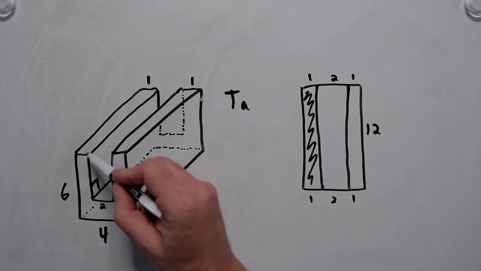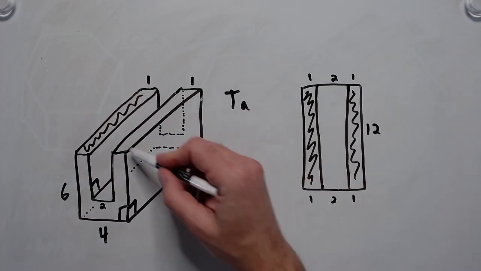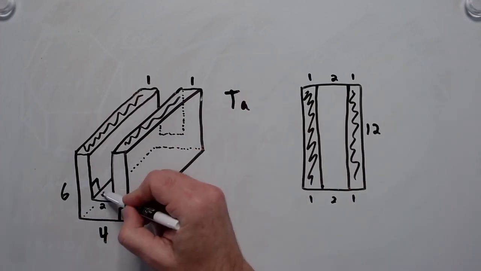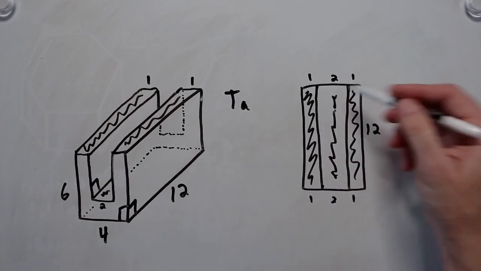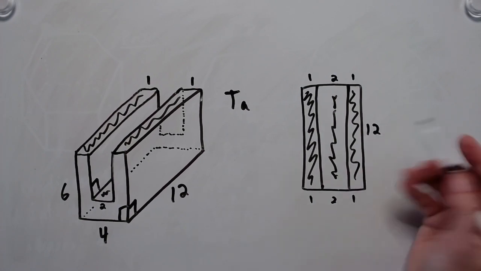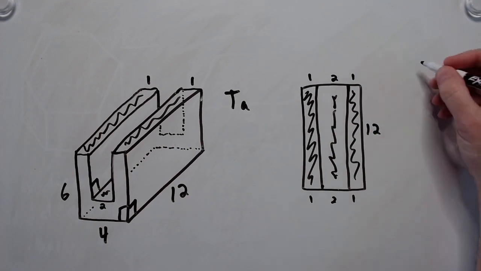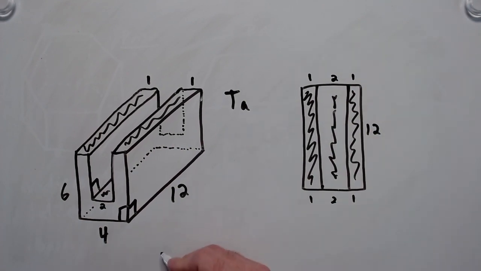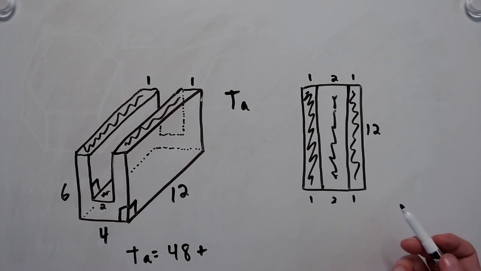This is one of them, which is what I just squiggled in here. This one is this one, and then this one down here is this whole section. So we could add them, we could do them individually, or we could do it all at once. So it's really 4 times 12. So the area of these 3 squiggles is 48. Let's put that down here. So total area equals, we know it's 48 plus some other stuff. We haven't gotten there yet.